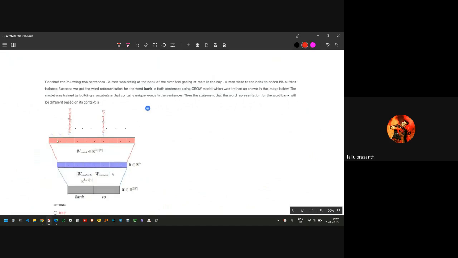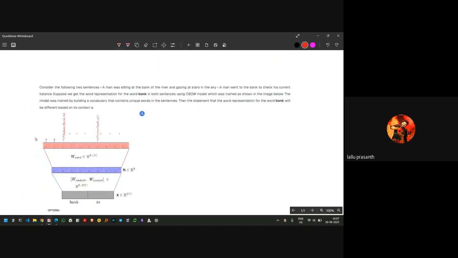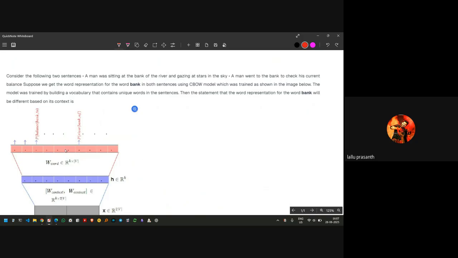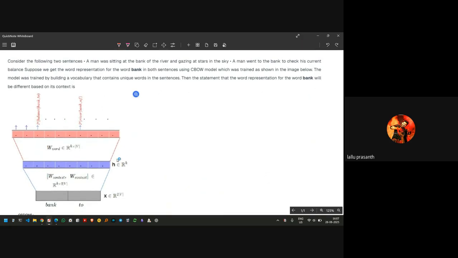Consider the following two sentences. A man was sitting at the bank of the river and gazing at stars in the sky. A man went to the bank to check his current balance. Suppose we get the word representation for the word bank in both the sentences using a CBOW model, which was trained as shown in the image below. The model was trained by building a vocabulary that contains the unique words in the sentences. Then the statement that the word representation for the word bank will be different based on its context is.